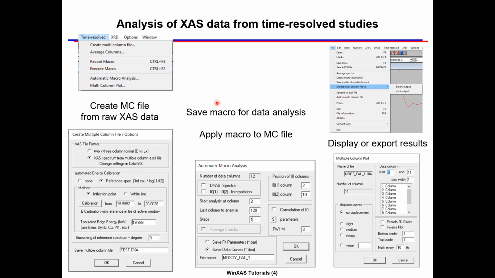Second, you write a macro containing the data reduction or analysis steps you want to apply automatically to all spectra in the series. Third, you use this macro for the automated analysis of all spectra in the multi-column file while choosing what kind of output you want to save. Eventually, you may want to display the resulting traces or fitting parameters, for instance, or export the multi-column file to a single or multiple ASCII files for subsequent use outside of WinXAS.